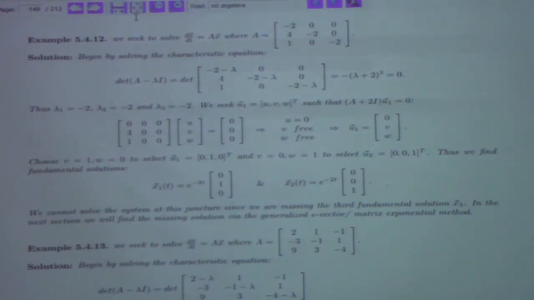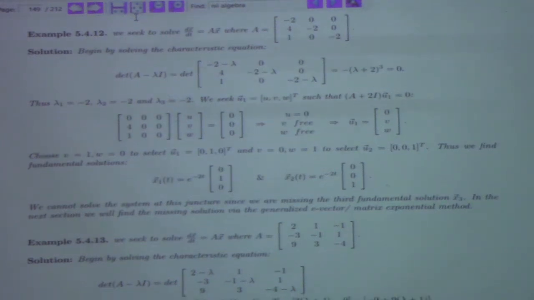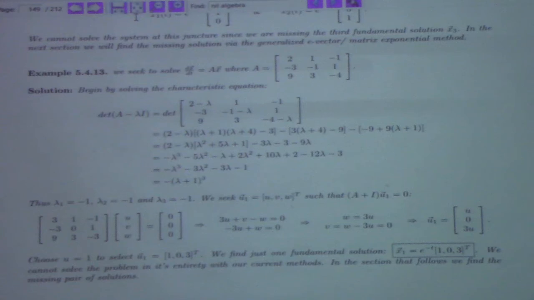So the point of these examples is to illustrate all of the different weird stuff that can happen with repeated eigenvalues. You may or may not have as many eigenvectors as you have repeats in the characteristic equation. This one is, again, a 3-peated eigenvalue, but this time we just get 1 eigenvector. Tons of possibilities is my point.